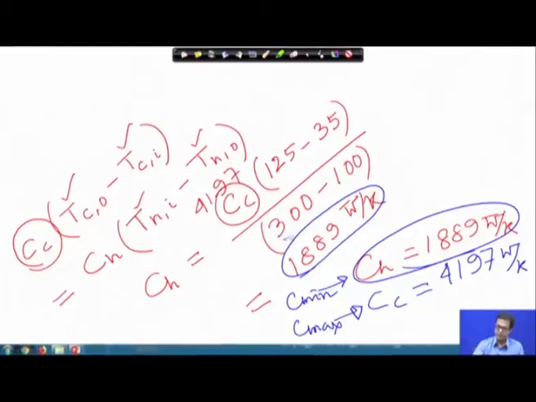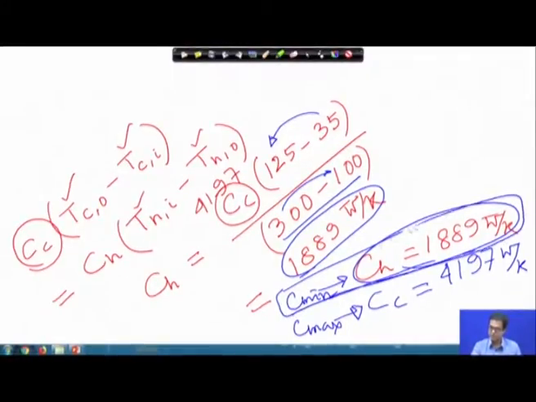So, that is also evident that hot fluid is moving from 300 to 100, whereas the cold fluid is moving from 35 to 125. So, the hot fluid is experiencing the larger difference in temperature, whereas the cold fluid is experiencing the smaller difference in temperature. So, obviously, the fluid which is experiencing the larger change in temperature will have the minimum heat capacity.